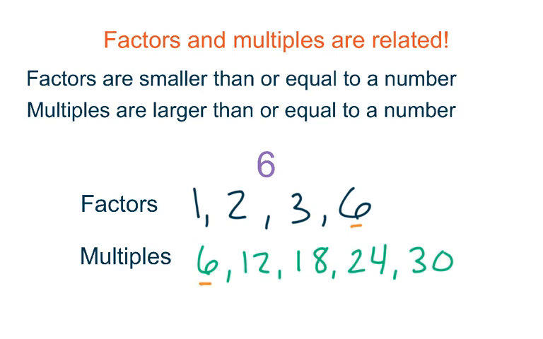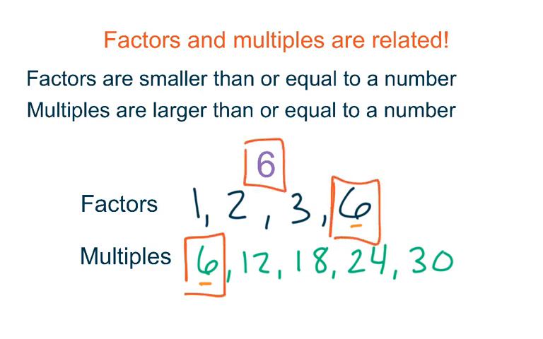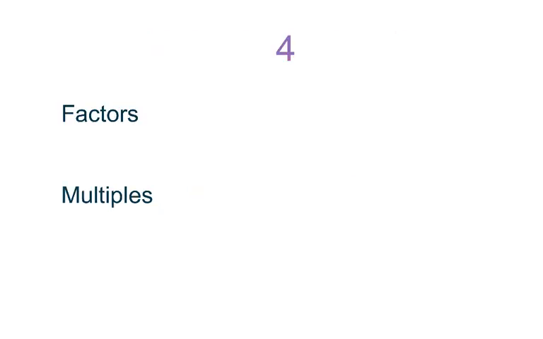The one thing that my factors and my multiples have in common is my actual number I'm starting with, my number 6. So factors and multiples have that number in common, but otherwise my multiples are like skip counting but getting bigger, and my factors are dividing and getting smaller.